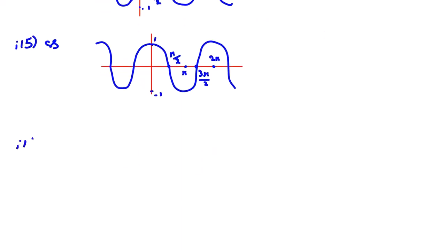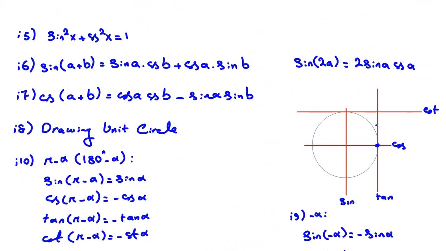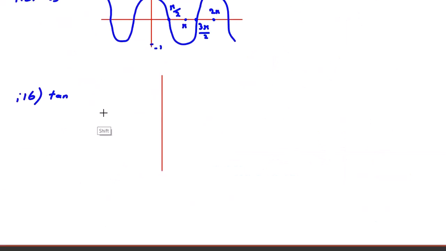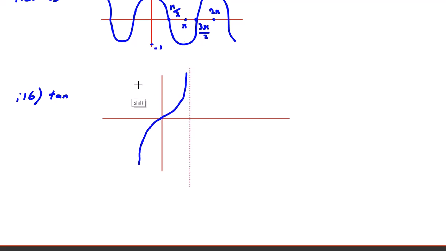Now idea 16, tangent. Again, you can consider the unit circle. You will see that for tangent, when it is 0, it is 0. It will increase, and when it reaches pi over 2, it will be infinity, an asymptote. And also for negative, it will be like this. So for tangent, if we draw, we can see at 0, it is 0, and it will be something like this, and it approaches infinity. It is 0, pi over 2, negative pi over 2.